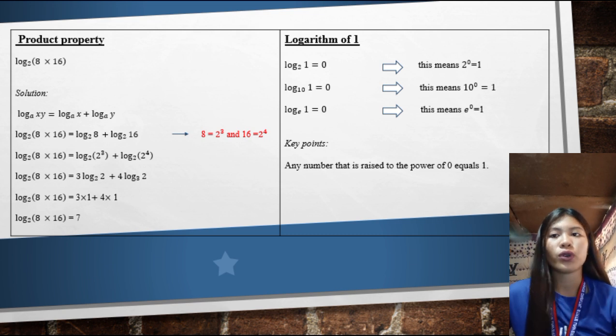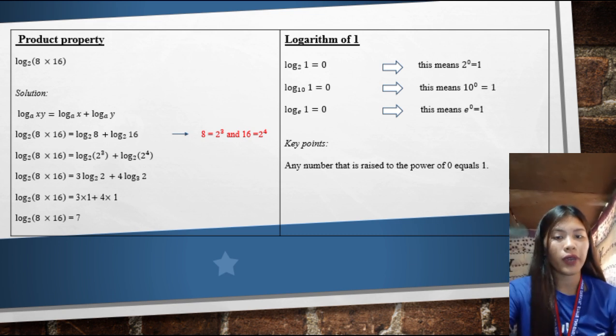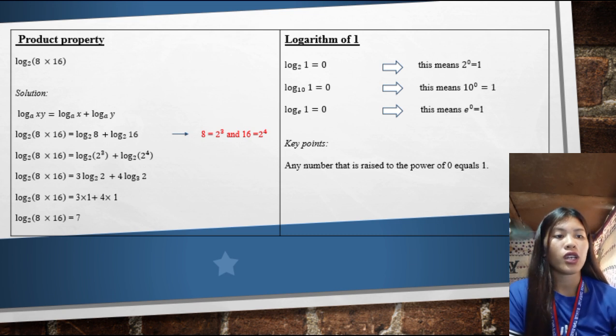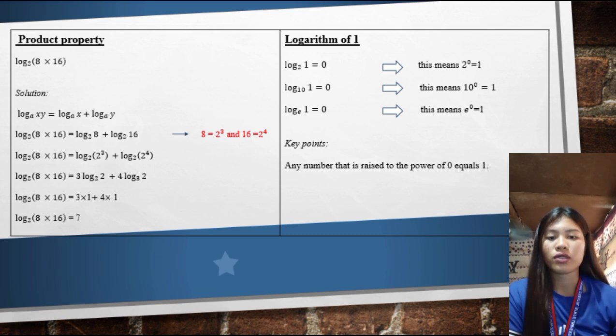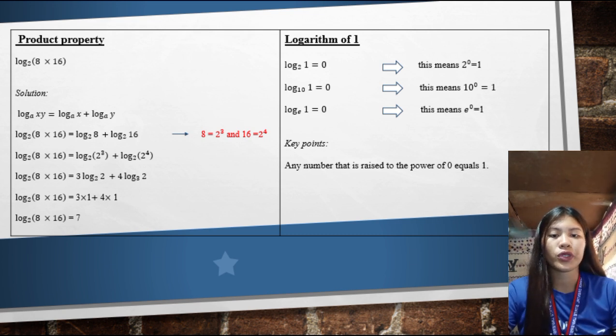The example shown here in the logarithm of 1, we have log base 2 of 1 is equal to 0. This means that 2 raised to 0 is equal to 1. Log base 10 of 1 is equal to 0. This also means that 10 raised to 0 is equal to 1. And log base e of 1 is equal to 0. So this means that e raised to 0 is equal to 1.